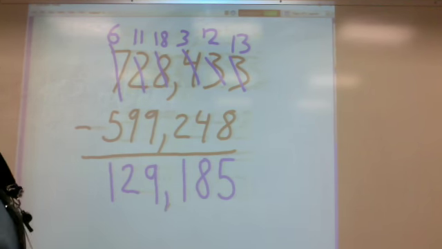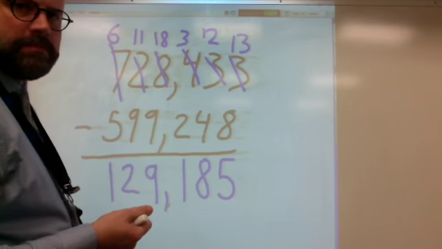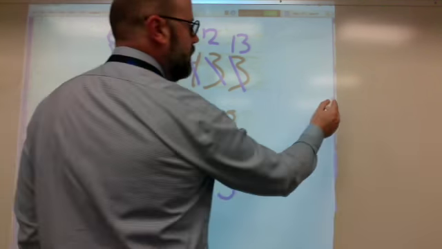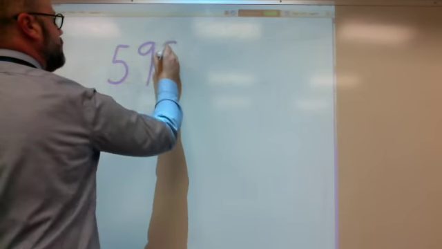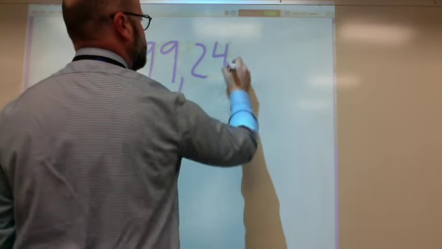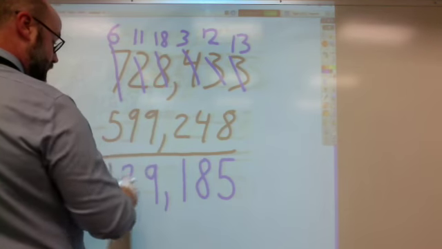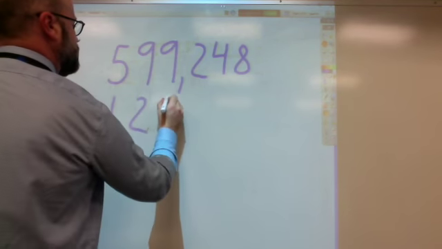Now, my next question is going to be, how do I know if I'm right? That's one of the beauties of subtraction, is you can always check your answer. And we talked about this, but I'm going to keep doing it. So we're going to do, what was it, 599,248. Now, the smallest number is always what you're going to add to your difference. And remember, the difference is an answer to a subtraction problem. 599,248, 129,185.